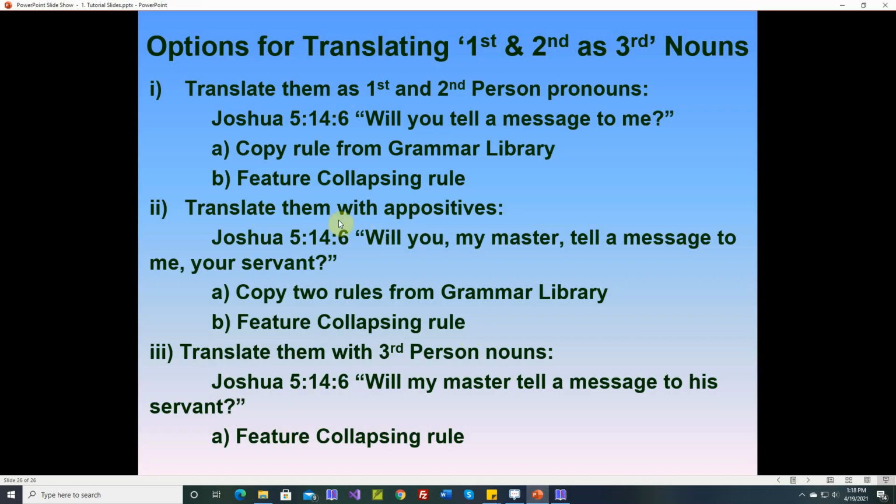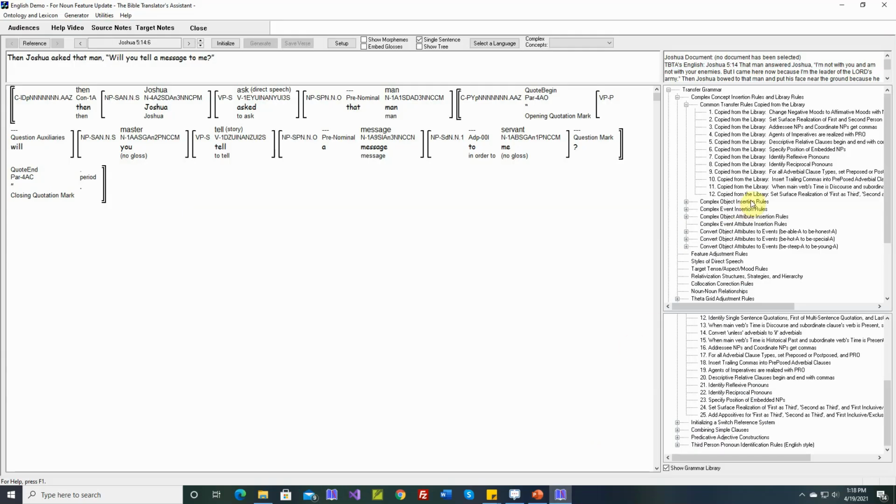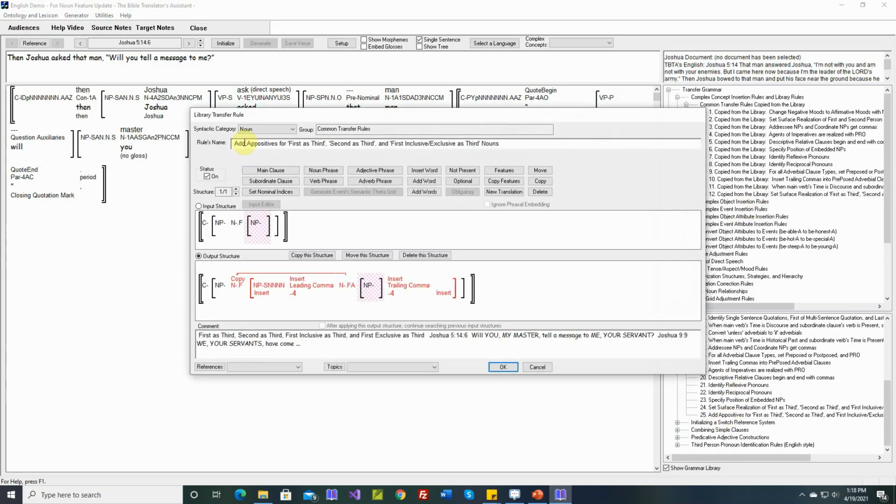The second option, translate them with the positives. In other words, will you, my master, tell a message to me, your servant? Okay, for this option, we need to copy 2 rules from the grammar library. We've already copied one of them. There's another rule down here. Add positives for first as third, second as third, first inclusive, exclusive as third.